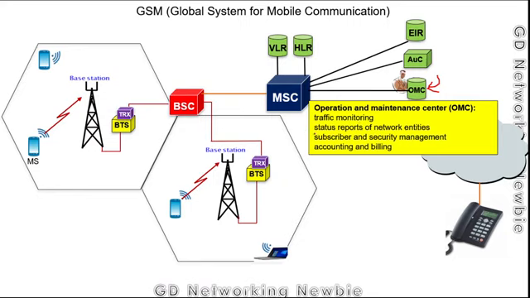It stores the status report of all network entities. It means whether everything is working fine or if there is some problem with any entity in this network. That will be shown and monitored here. Subscriber and security management information is also saved here. And accounting and maybe billing information is also sometimes saved in this OMC.